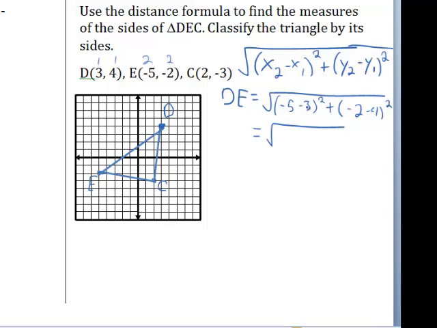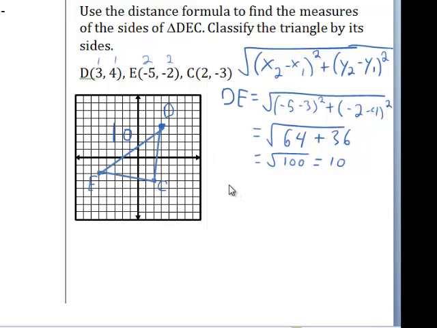Negative 5 minus 3 is negative 8, and negative 8 squared is 64. Negative times a negative is a positive, so I should get that. Negative 2 minus 4 is negative 6. Negative 6 squared is 36. So I end up getting the square root of 100. And I know the square root of 100 is 10. So DE has a length of 10.